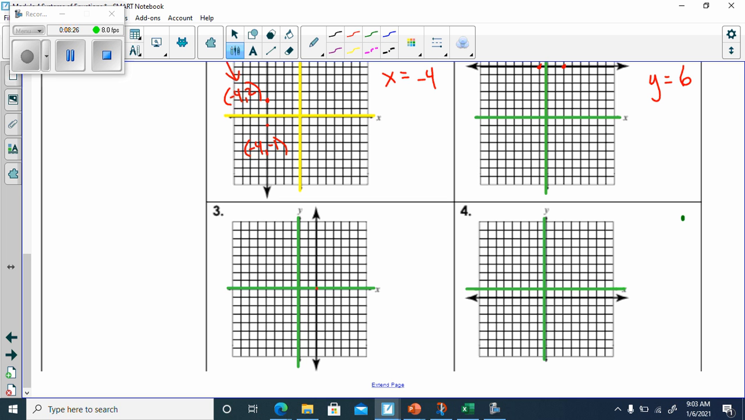This intersects the x-axis, so x is equal to, where does it intersect the x-axis? It intersects it at 2. If we want to check ourselves, let's grab a couple of points and see where they are. This point is at 2, 0. This point is at 2, 3. In each case, my x is 2, right?